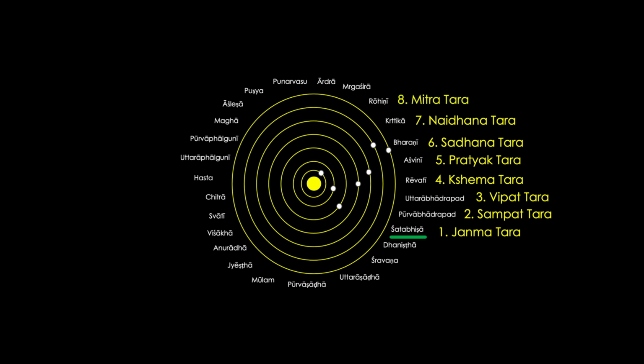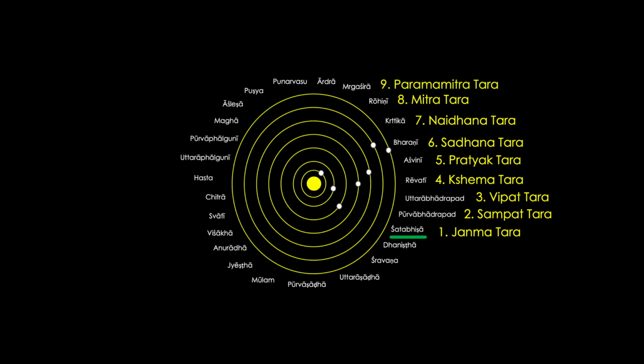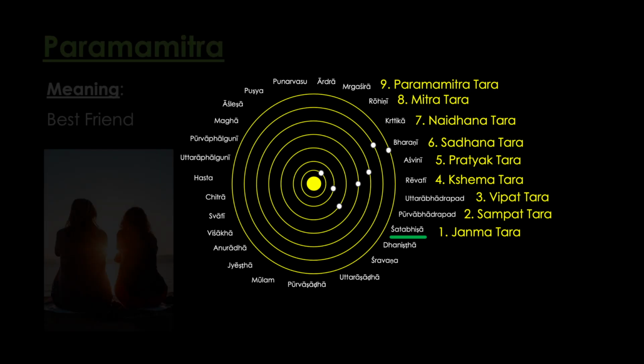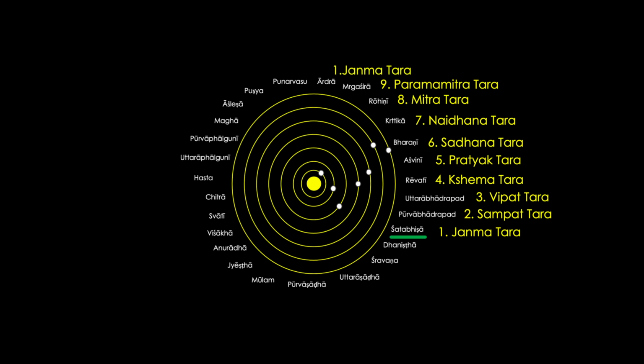After Kritika comes Rohini. The eighth nakshatra from Janma nakshatra is called Mitra Tara. Mitra meaning friend. Rohini is Mitra Tara supporting Shatabisha. After Rohini comes Mrigashira. The ninth nakshatra from Janma nakshatra is called Paramamitra Tara. Paramamitra meaning best friend. Mrigashira is the Paramamitra Tara for Shatabisha. This is how nakshatras from a Janma nakshatra are classified.